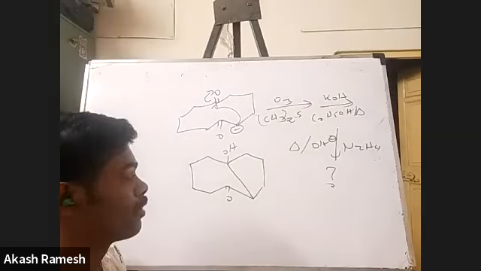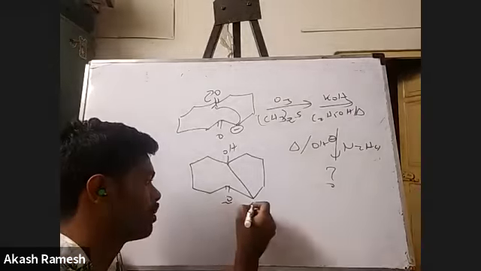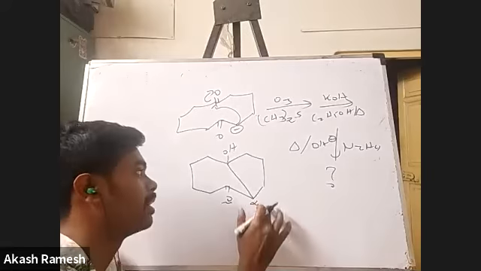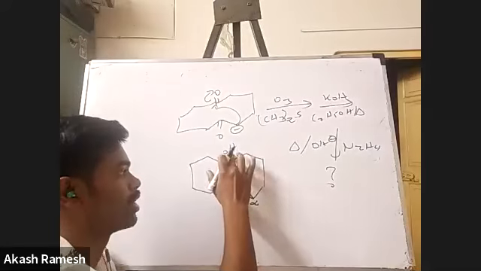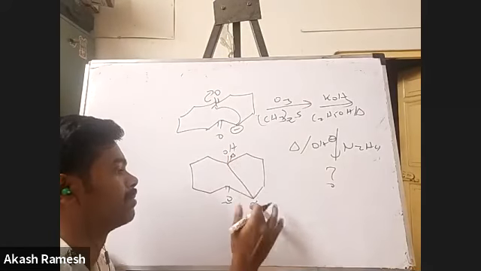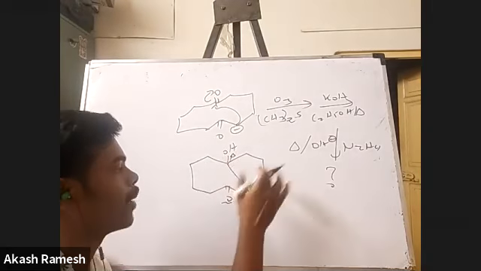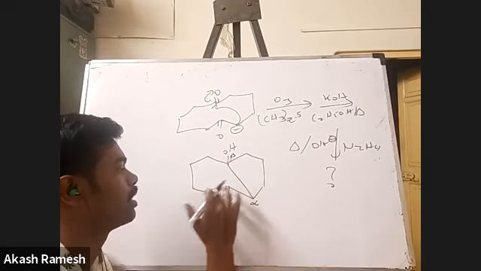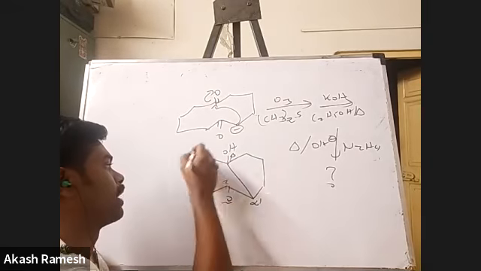So again, I have to go for alpha beta unsaturated. Please understand, this is the carbonyl carbon. This is my alpha carbon, and obviously I have to remove the OH from this. So alpha, beta, first carbon, second carbon. Now if I write it properly, see how many membered ring is there? 1, 2, 3, 4, 5, or 1, 2, 3, 4, 5, 6, 7.